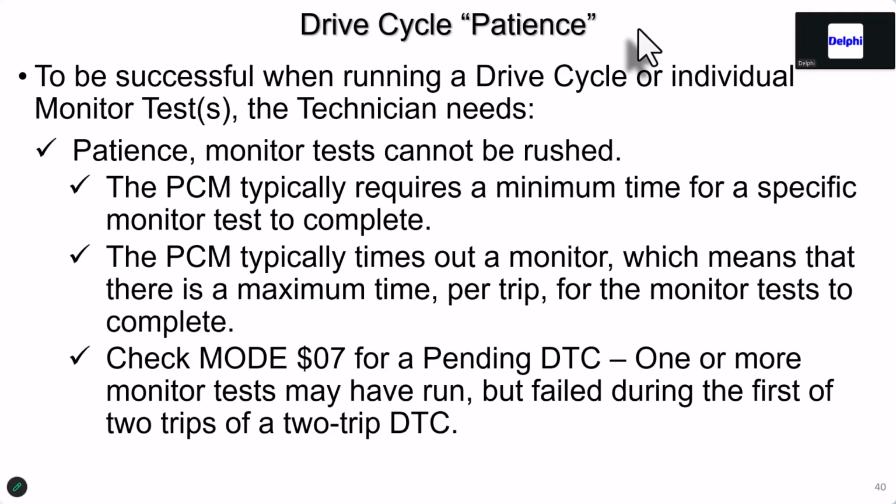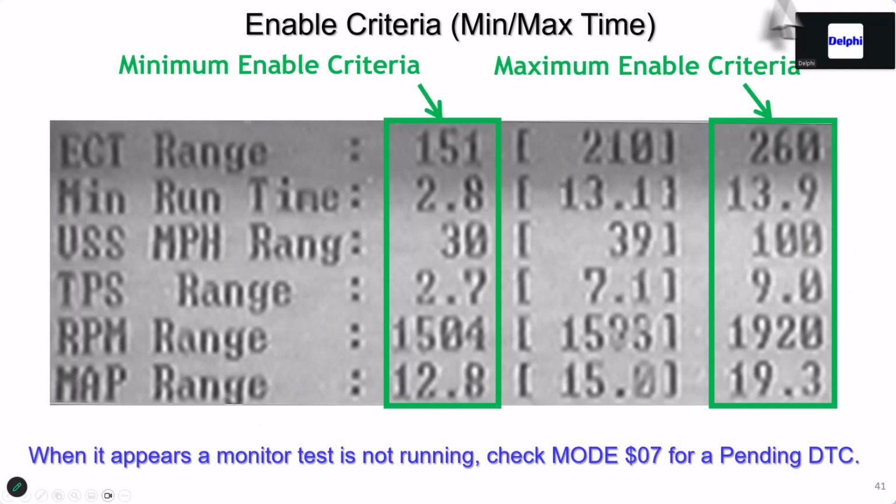And one other thing when you're running monitor tests: when they're not running, and it seems like they should be, jump back to pending codes in mode 7 in global and see if a pending code has popped up, because that test may have run and failed, but since it's a 2-trip code, you need a second trip to turn on the light. So when things aren't working, periodically pop back to pending codes and see if something has happened, because that means that test did run, but it failed. Okay? It's just a little clue from experience.